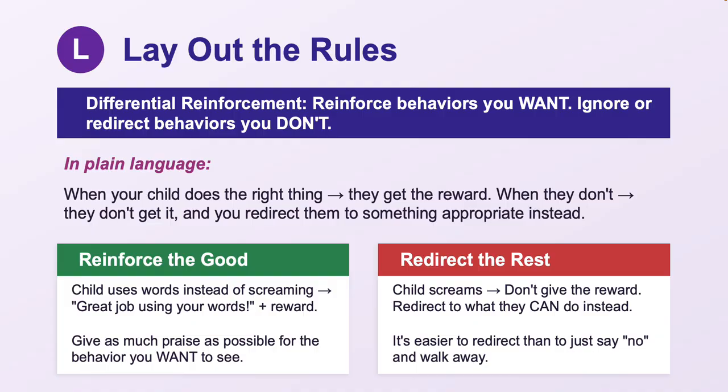Redirect the rest. Child screams. Don't give the reward. Redirect to what they can do instead. But in this particular instance, if your child is screaming, they might be distressed. What else is going on in that situation? Are you doing something where they feel unsafe? Are they doing something where they feel unsafe? How do you know they want that object? Do they have the ability to say those words? Do they know what that item is? Sometimes you just have to remind your child what those components are.